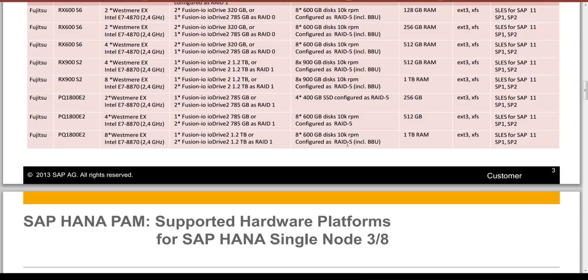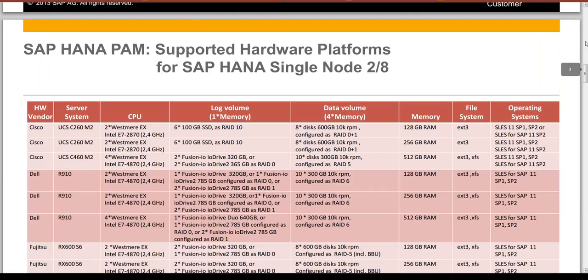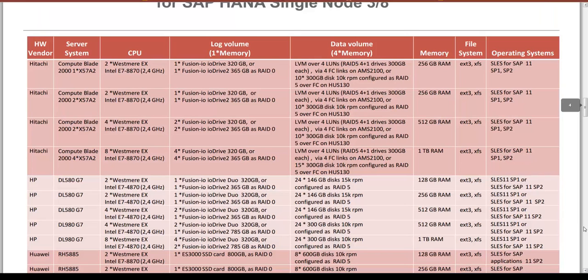Okay, so basically what we are seeing here is that there are different product matrix, different combinations of hardware which are certified to run on HANA, but the most important thing is the memory. Okay, so the minimum configuration that is certified to run on HANA is, here you can see, 128 is the minimum. For most of the vendors, Cisco, Dell, Fujitsu. Okay, then we have Hitachi starting from 256. Then we have HP which is starting from 128 gig.